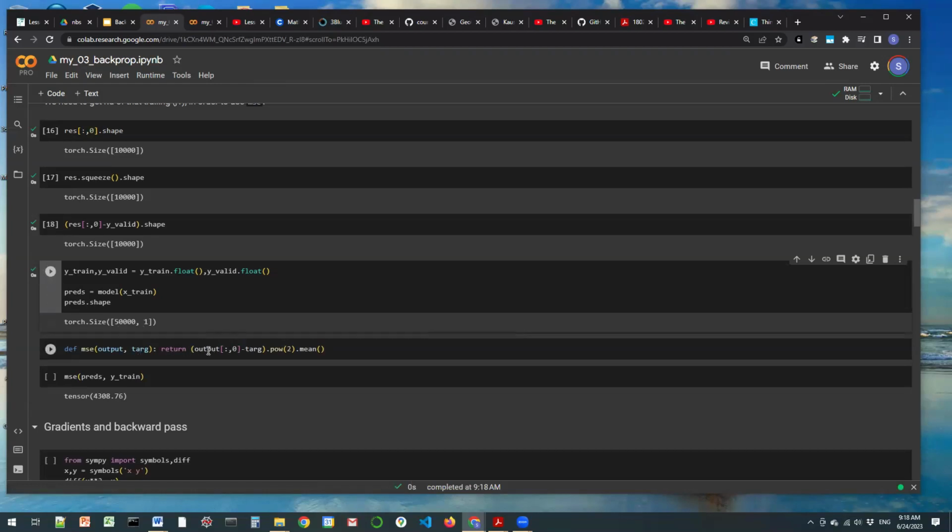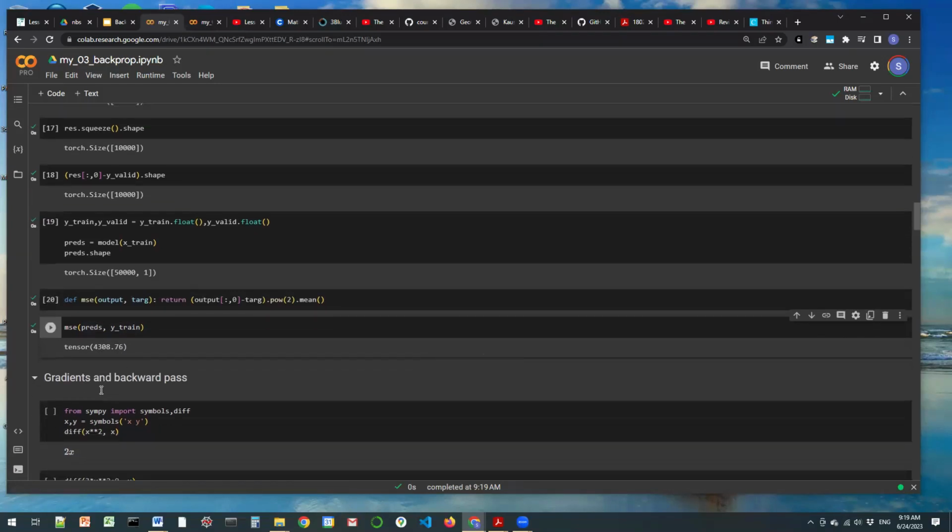Now the MSE is just, remember the subtraction has to be done in the proper manner. So MSE is output, target. Essentially you could have done output dot squeeze minus the target to the power of 2, and then take the mean. That's the definition of our MSE. And then we take the MSE of our predictions, 50,000 single values predicted, and the actual values of y_train. Okay. And the MSE scalar value that we get is 4,308.